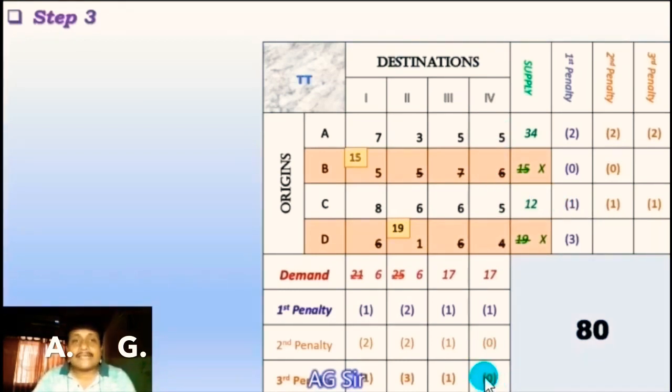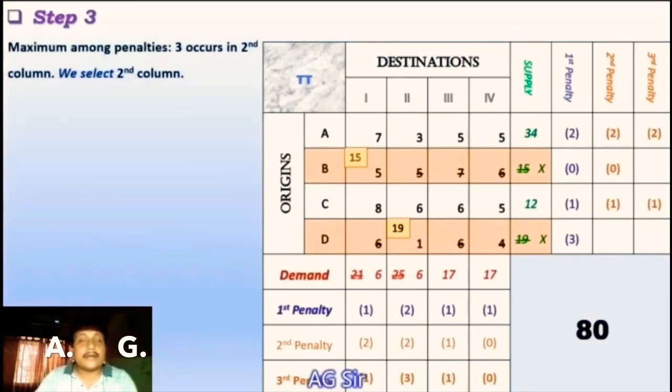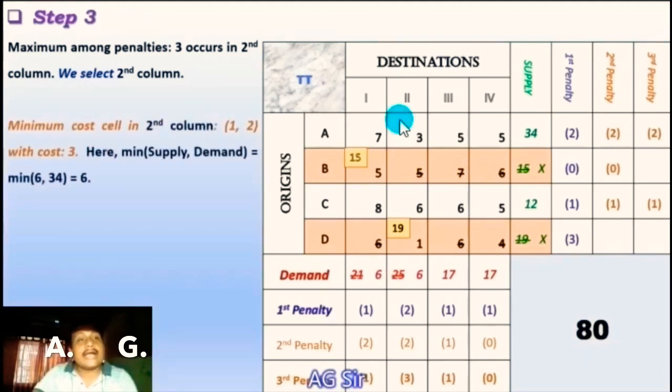Okay, so who is the maximum? Among all these penalties in all these rows and columns, you find that the maximum penalty is 3 and it occurs along the second column. So in this column, who is the minimum cost cell? You find that 3 is the minimum cost cell. What is the cost? How much can you allocate at this cell? You find that in this cell, the minimum of 6 and 34, that is 6 units, can be allocated.